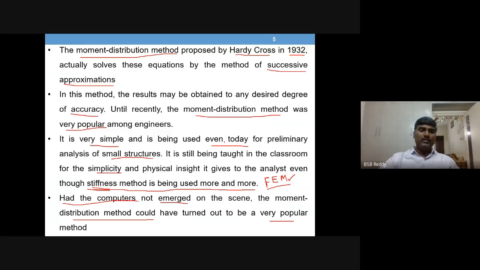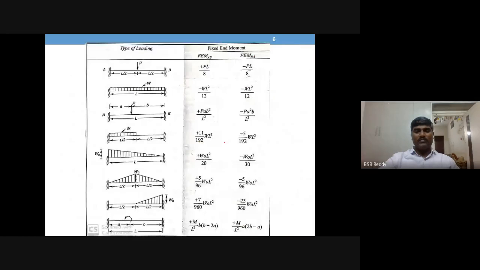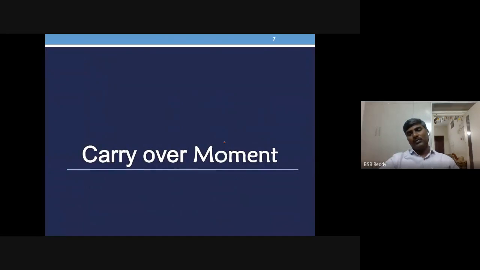Okay, so this is the introductory content required for you to move on to the next session. In the next session, we will talk about all the quantities required for the moment distribution method. Okay, thank you.